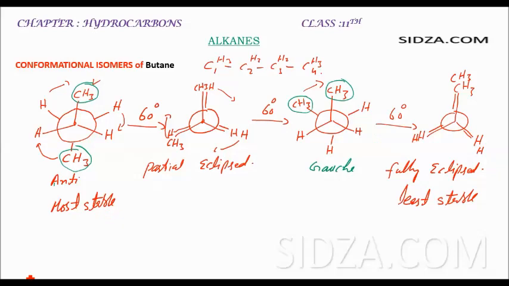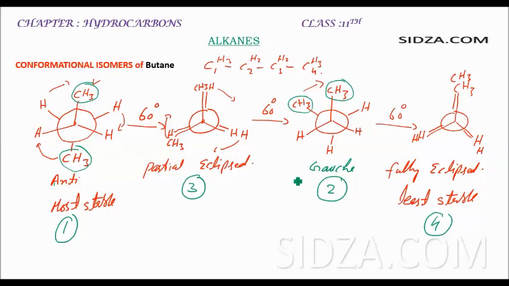So if I give the ranking, the most stable one will be this one, and the least stable gets the number 4. The second one will be the gauche, and there is also the partial eclipsing. Both are eclipsed, but this one is highly unstable compared to this one. The partially eclipsed is relatively more stable than the fully eclipsed. So this will be number 3, and this will be number 2 in terms of energy.